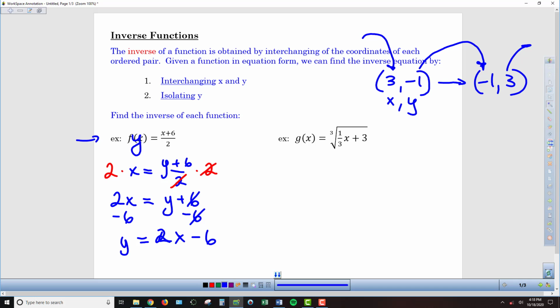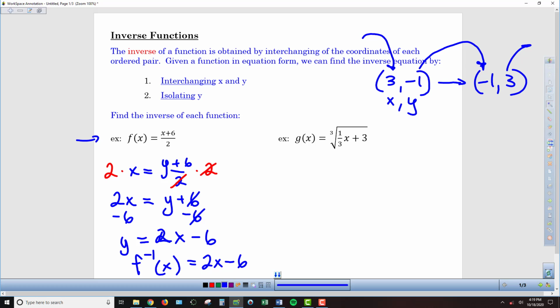But I should write it in the proper inverse function notation so that I can see that it is indeed the inverse of f of x. The notation for that is, instead of writing y equals 2x minus 6, to write f and then a -1 exponent. So that reads as the inverse of f of x equals 2x minus 6.